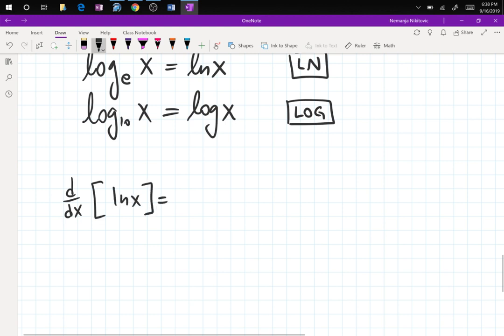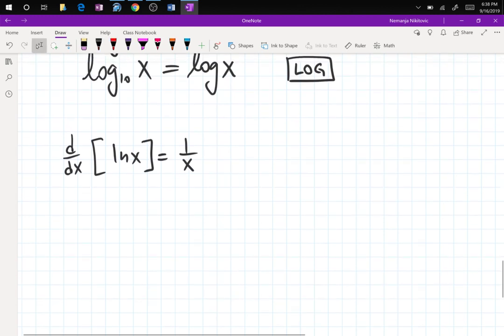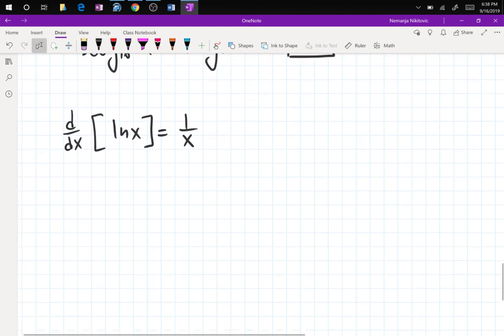So that's that part. Now we can finally go back and take a look at the derivative of ln of x, which is the log base e. And the derivative is 1 over x. Good. So that's the basic formula you guys learned all the way back in chapter 3.